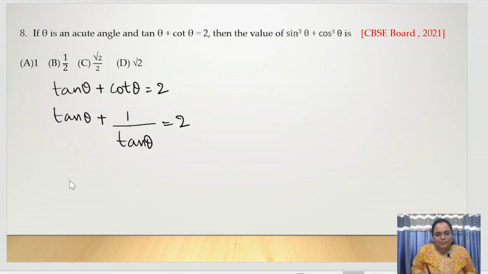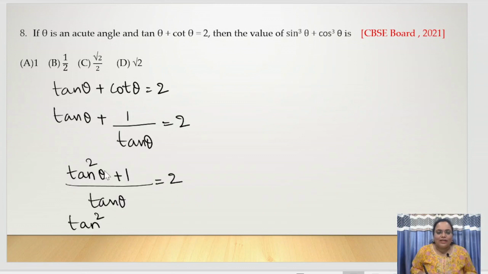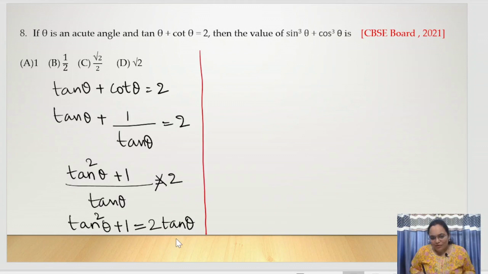Now take the LCM. Here you will get tan square theta plus 1 by tan theta is equals to 2. The numerator will be same. Tan square theta plus 1 is equals to, I am just cross multiplying it, 2 tan theta. Now I am getting this RHS to the LHS. This will be tan square theta plus 1 minus 2 tan theta is equals to 0.